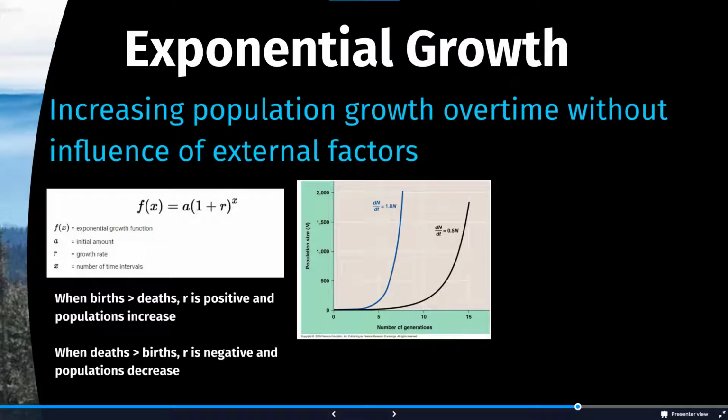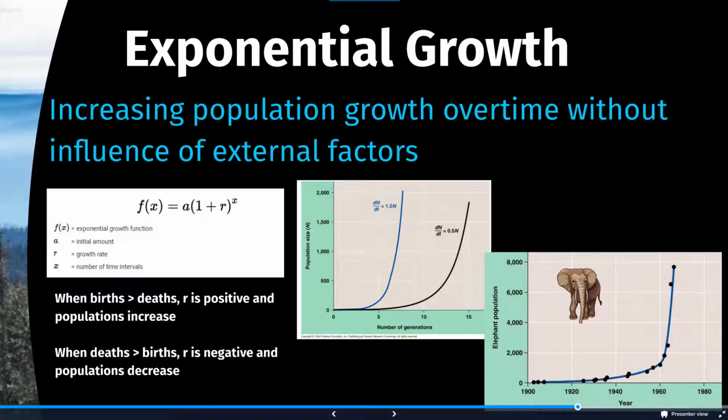So when there are a greater number of births than deaths in a population, then that R value, or the growth rate, is going to be positive and populations will increase. However, when the flip side is true, when there's a greater number of deaths versus births, then the R value is going to be negative and populations will decrease over time.